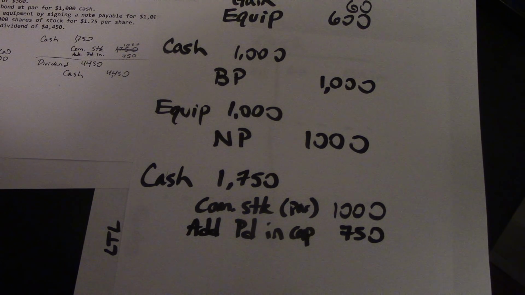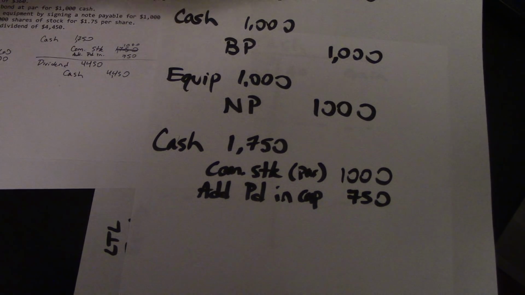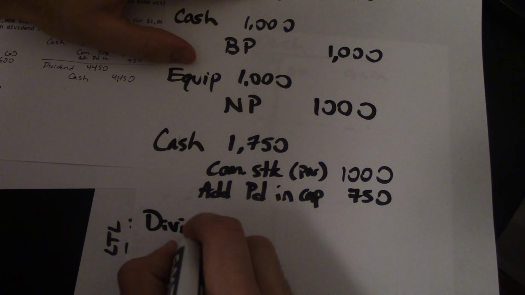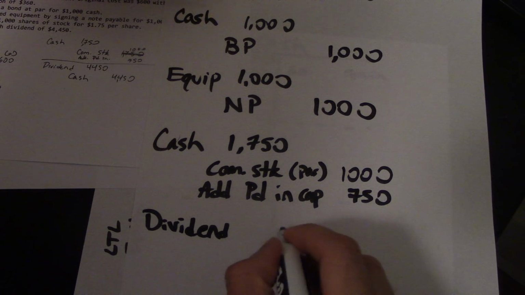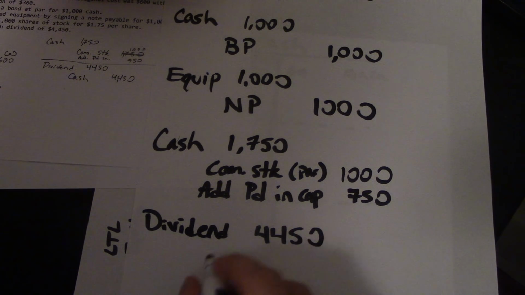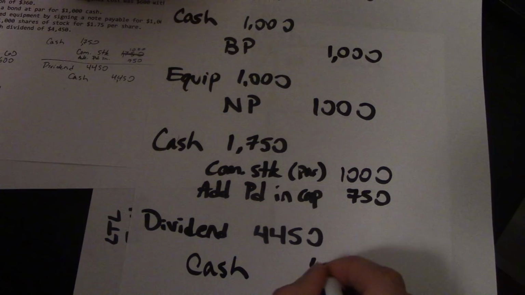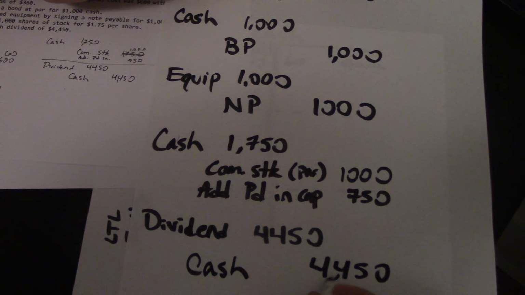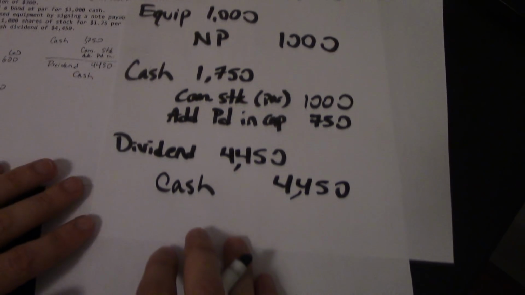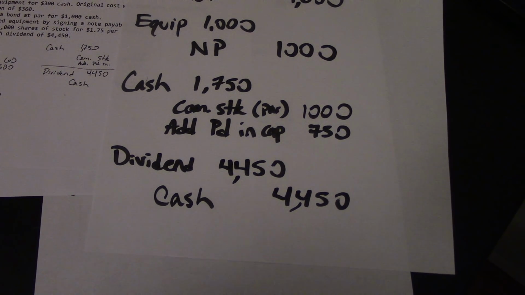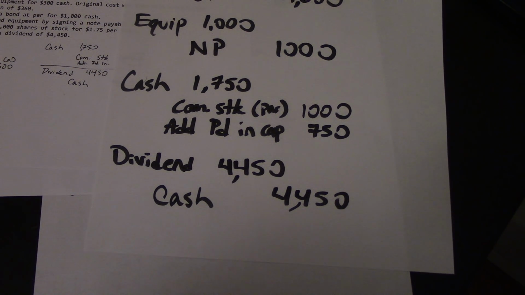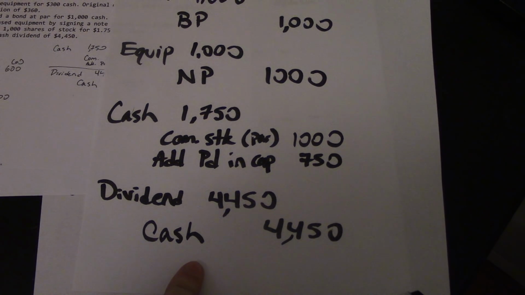Number 5, we paid a cash dividend of $4,450. That means we debited dividends by $4,450, and we credited cash $4,450. There we go. So there's our 5 journal entries for the supplemental data, and we'll use those as we look at our T accounts.